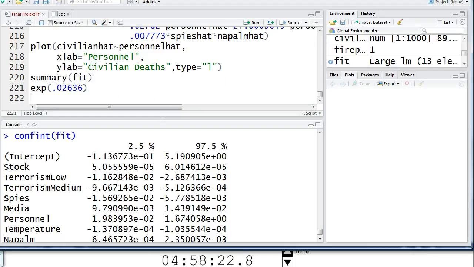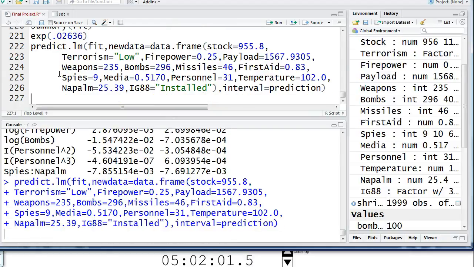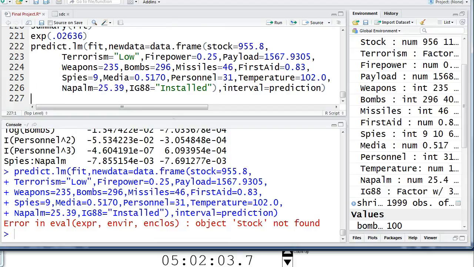I'm going to choose to do something different just because I want you to have all the different kinds of code that might be used. So I'm going to do the predict.lm command, which asks R to actually do a 95% prediction interval to find the value that I am after. Really? What? Oh, this capitalization problem.